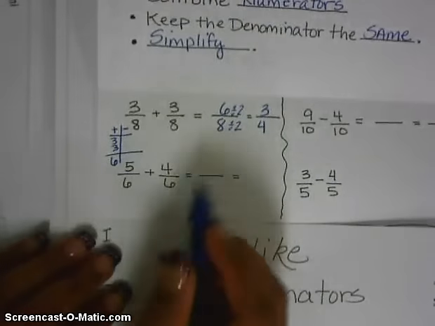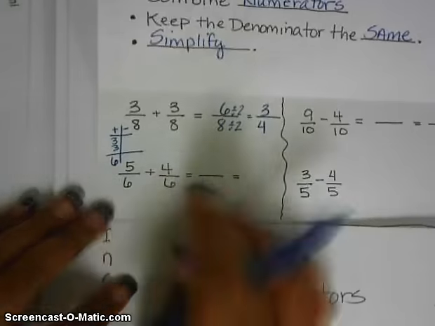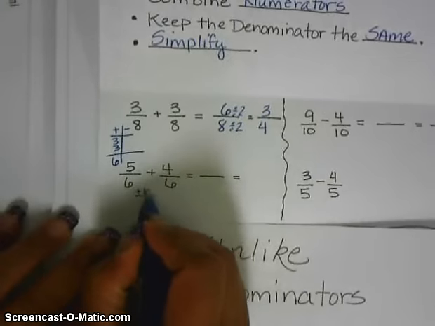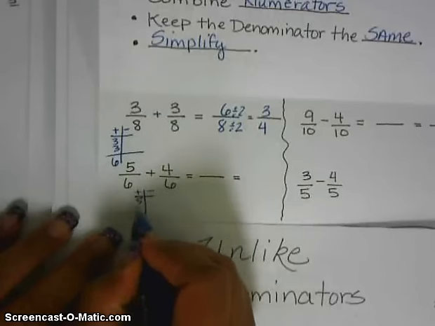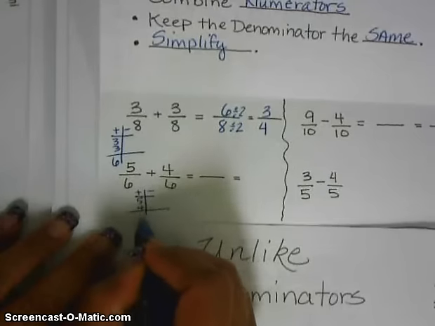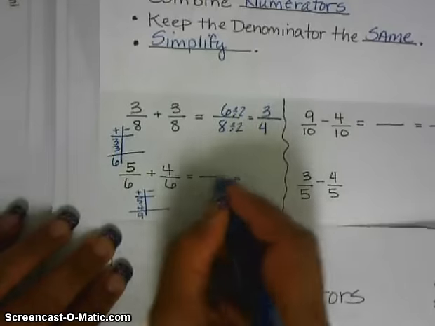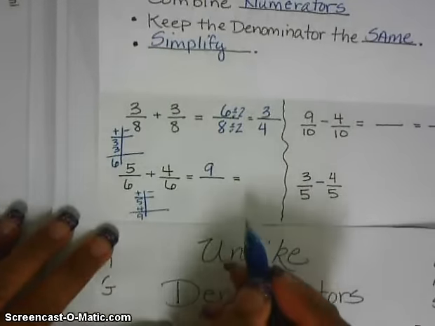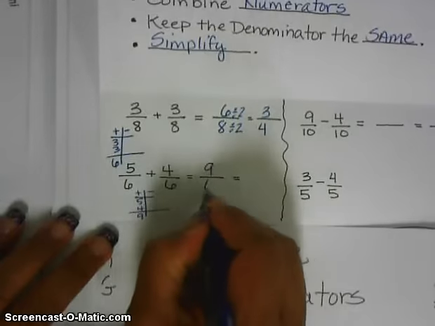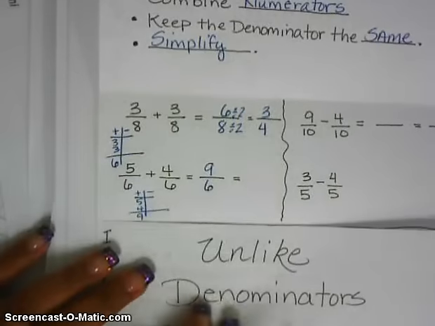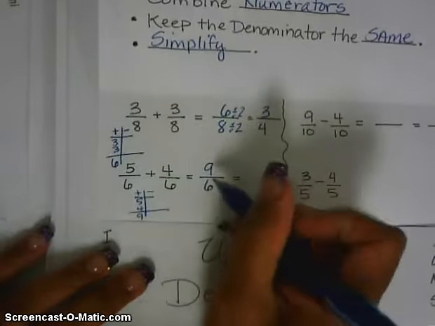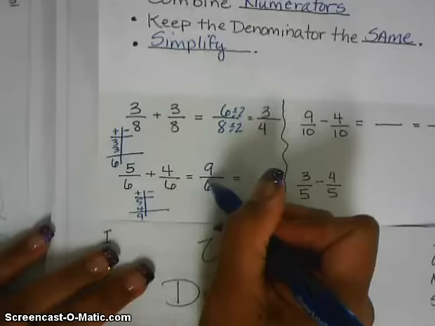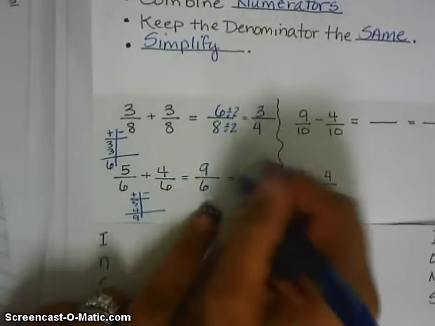5/6 plus 4/6. Again, if I was to use a T-chart, you're going to see that I have a positive 5 and a positive 4, and when I combine them, I get a positive 9. So that goes on top as my numerator. I keep my denominator the same, and now I have 9/6. Now 9/6 is an improper fraction. My numerator is larger than my denominator, so I need to simplify this.